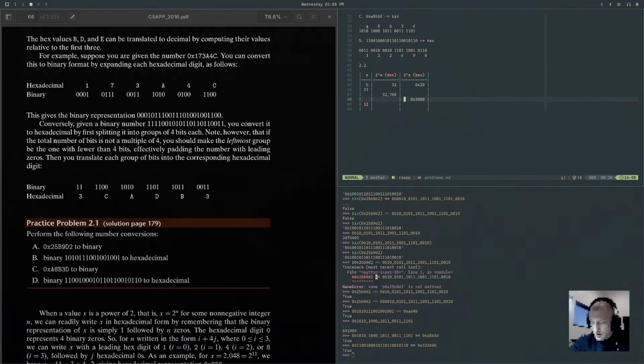Okay. Then over here we got 12. Here's 64. So we got how many? 1, 2, 3, 4, 5, 6, 7. So that's 1, 2, 3, 4, 5, 6. So we need one more. And this is going to give us 0x100. 0x, oops, 100.